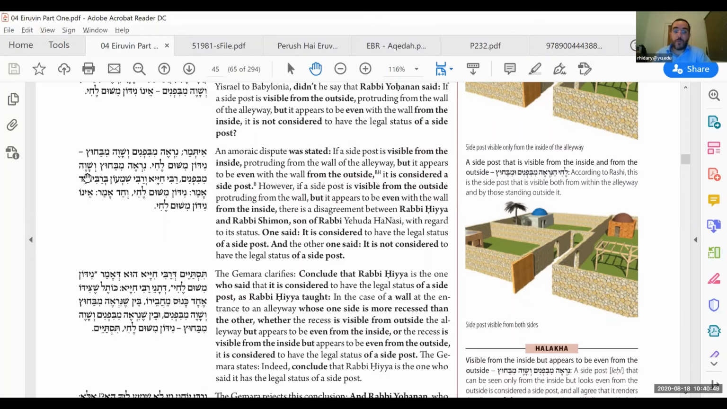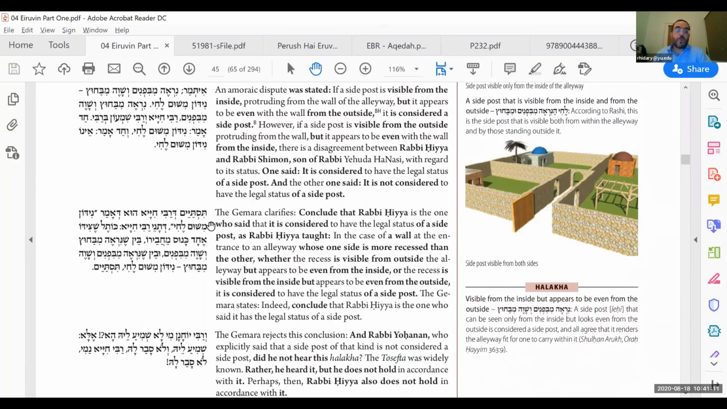But if it can only be seen from the outside, right? But it's flush coming from the wall inside. It'd be chiyav, it'd be shimon, but it'd be hadamar nidon mishum lechi, hadamar eno nidon mishum lechi. So these two sages, early Amoraim, they have a machloket. We're not sure who says which, who permits and who doesn't, but we're going to figure it out.